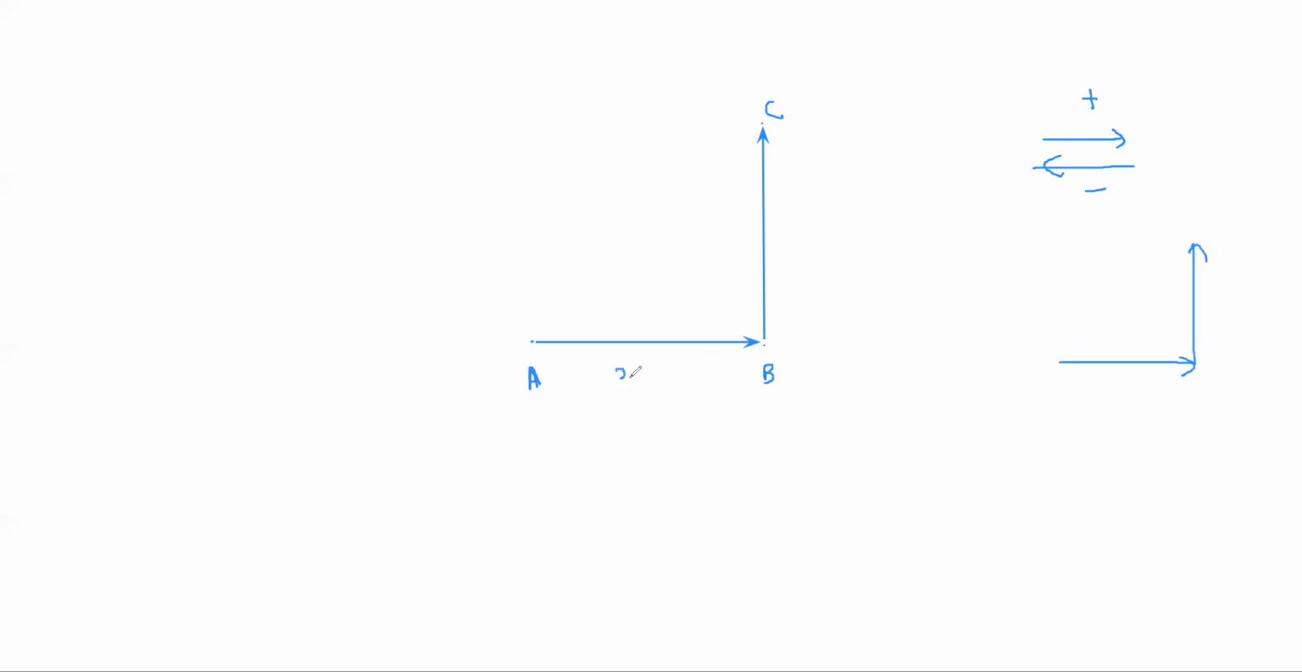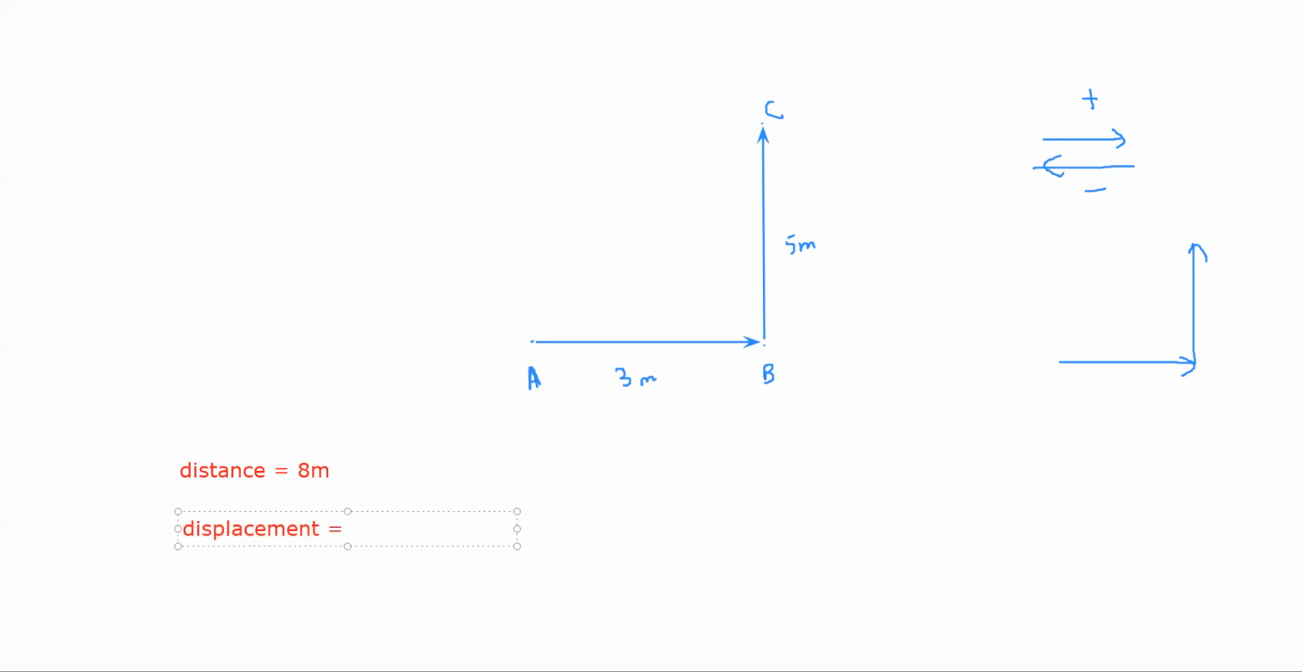If I say this is 3 meters and this one is 5 meters, now the question is, what is the distance traveled by the object? The distance traveled by the object in this example is 3 plus 5 equals 8. 8 meters, that's the distance. But how do we get the displacement in this type of question?